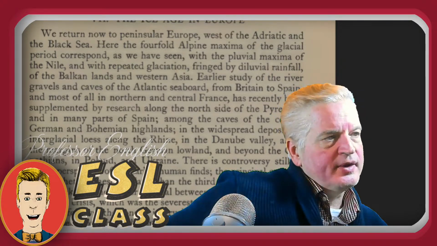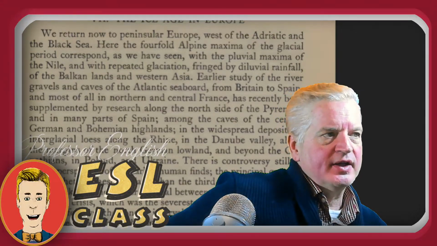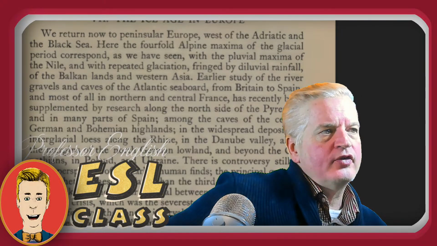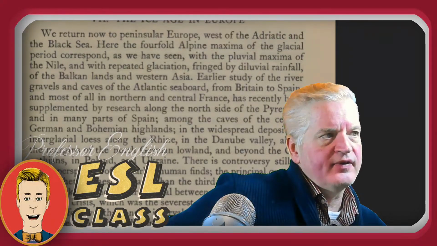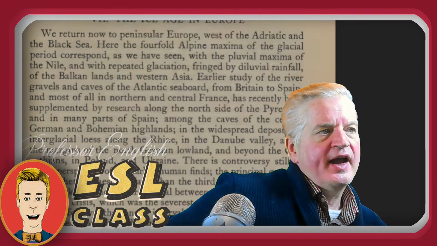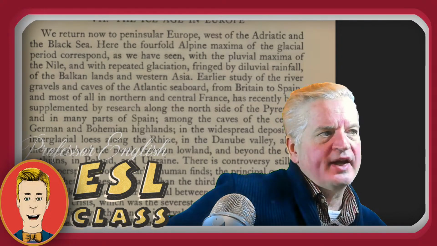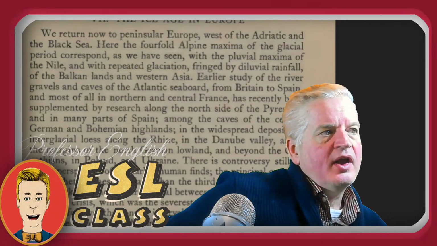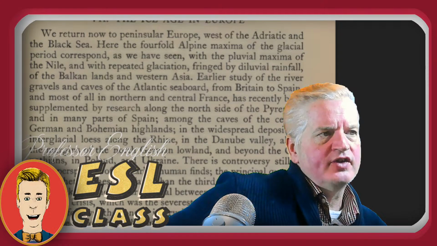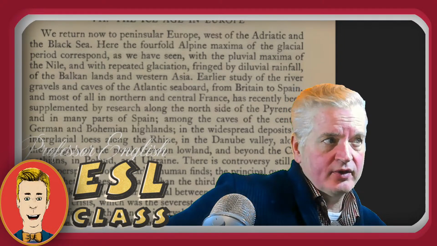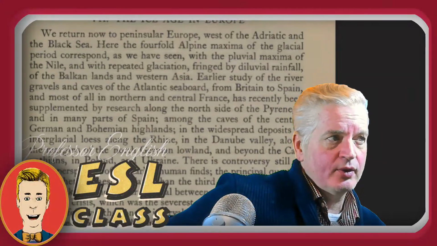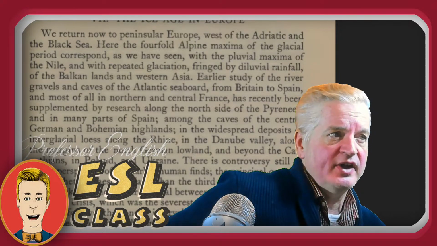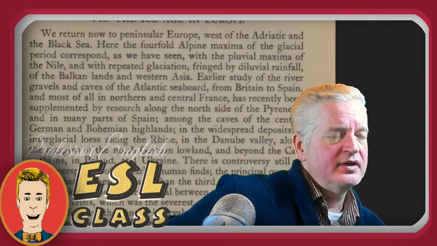We return now to peninsular Europe, west of the Adriatic and Black Sea. Here, the fourfold alpine maxima of the glacial period correspond, as we've seen, with the pluvial maxima of the Nile, and with repeated glaciation fringed by diluvial rainfall of the Balkan lands and Western Asia. So maybe they're either talking about the creation of glaciers, the growing of glaciers, or the creation of mountains because of the glaciers. Something like that.